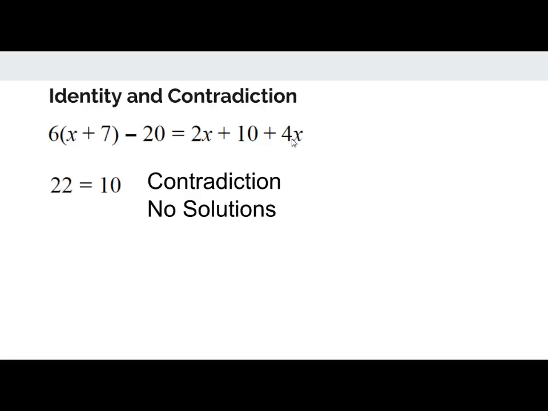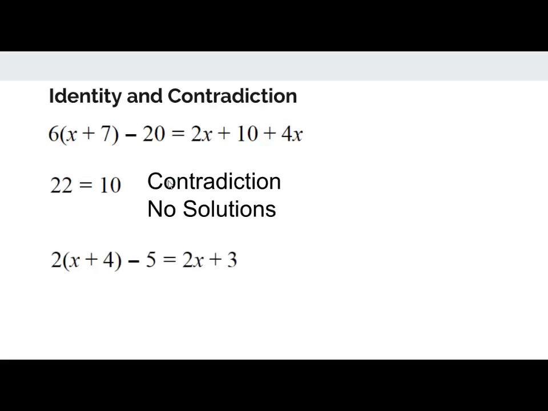There is no way to make the left side of this equation equal the right side, because the original statement is wrong. The left side does not equal the right side, no matter what value you put in for x. And we call that a contradiction. There are no solutions to that equation. So when you're solving these, if you get 22 equals 10, or 5 equals 7, or something that can't happen, there's no solution. It's a contradiction.